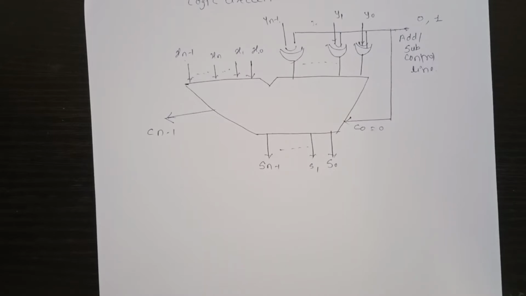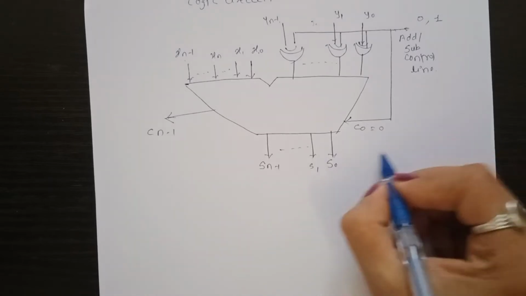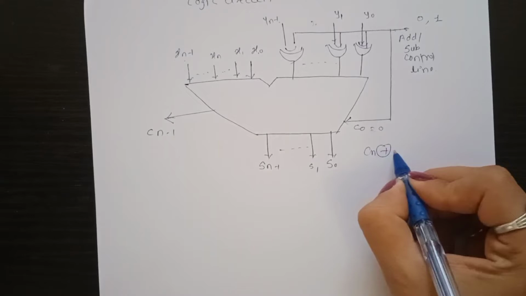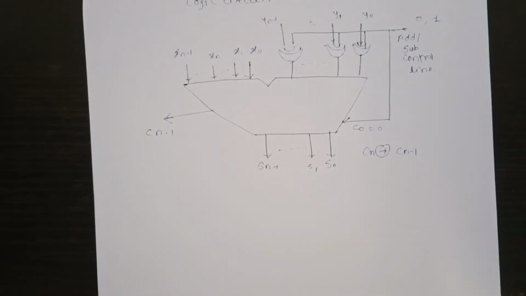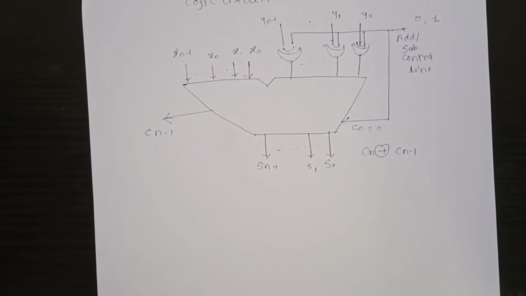So 2's complement of a negative number is done in exactly the same way as for a positive number, and an XOR gate can be added to this figure to detect the overflow condition. So what is the overflow condition? For the overflow condition, we have one expression, that is Cn XOR Cn minus 1. Okay, so this is the logic circuit for detecting overflow.